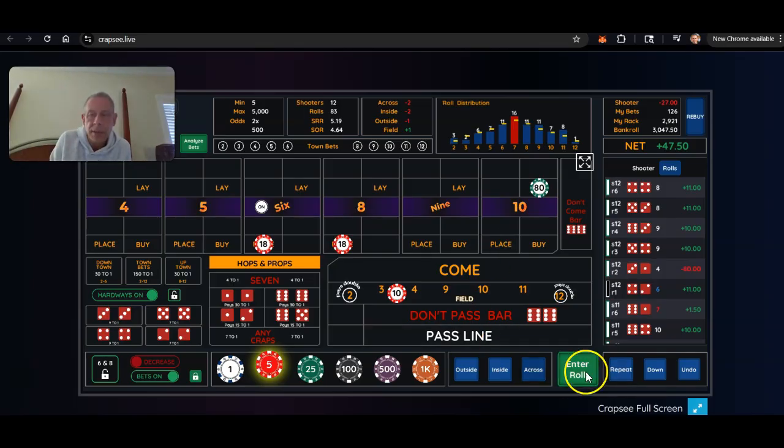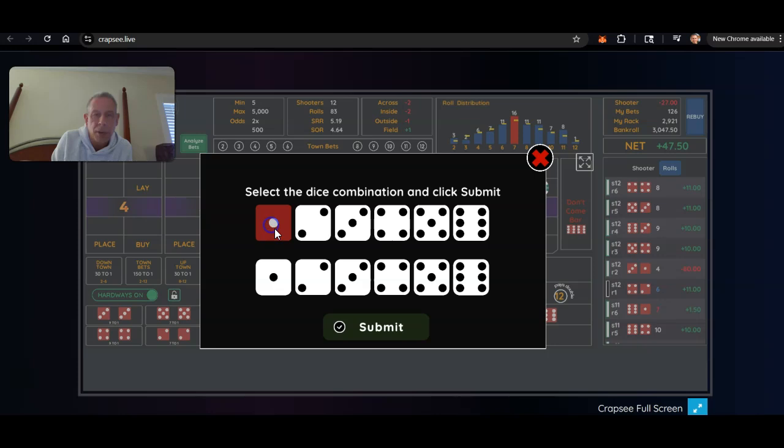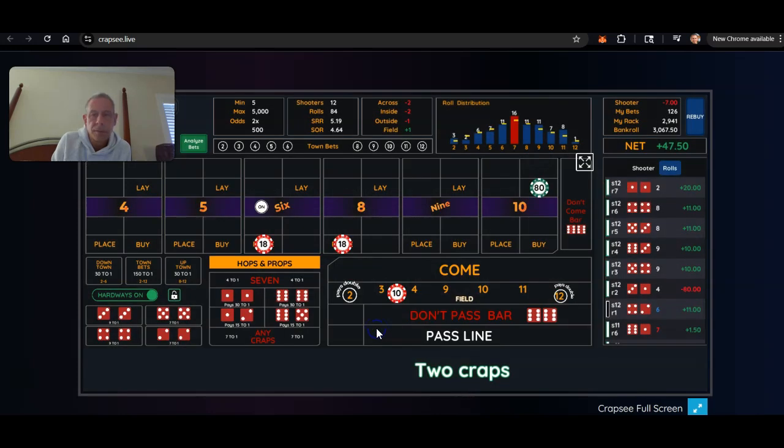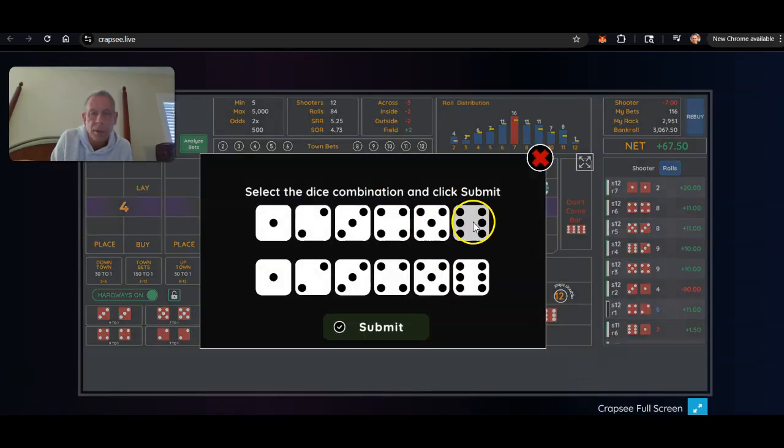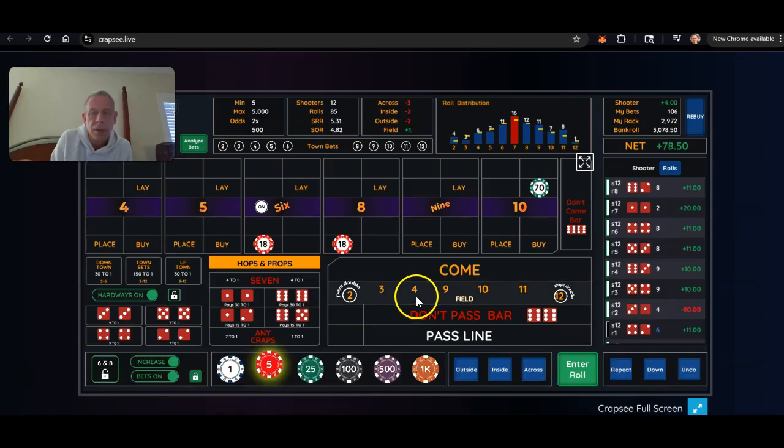Oh, that's a good one. That's a snake eyes. You're going to get paid double in the field. 2 craps. Okay. And because it's a double, we're going to drop it 10. Okay. There we go. 6, 2, 8. Another good one. 8 easy. You're going to lose the field and replace it, and then you're going to drop this by 10. Okay.